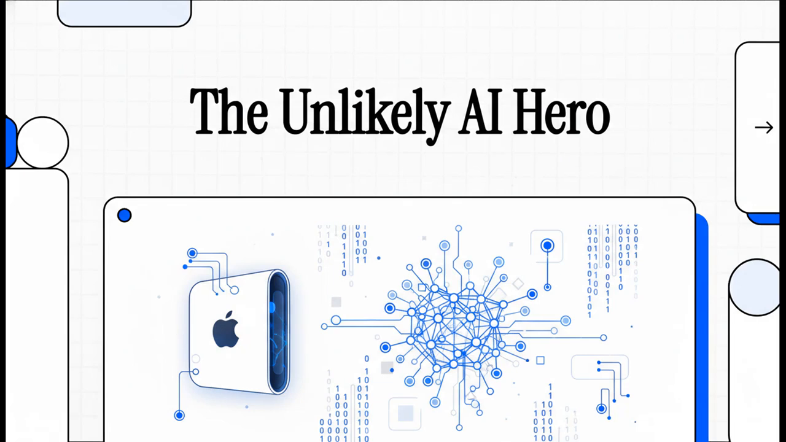Today we're talking about a machine that a lot of us have probably overlooked, the Apple Mac Mini. It has quietly, almost secretly, become one of the hottest devices for a super demanding field, artificial intelligence. And in this explainer, we're going to break down exactly how this happened.